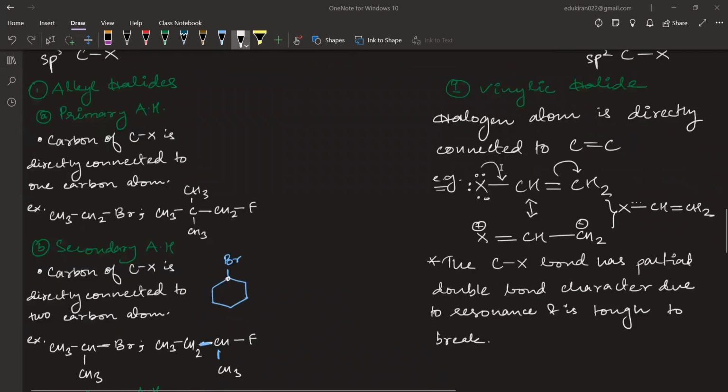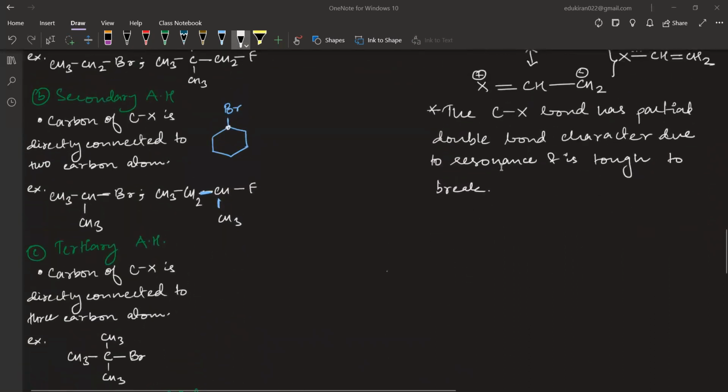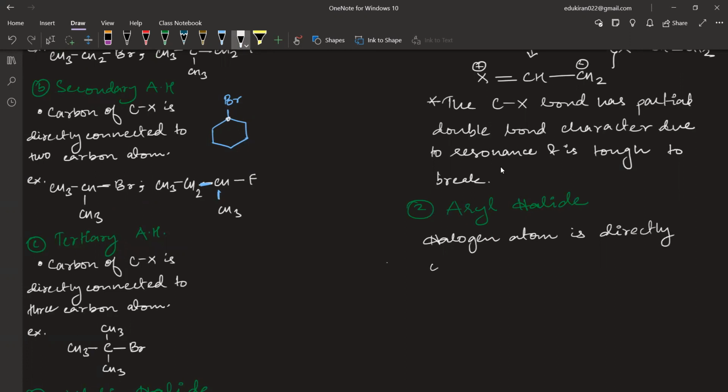Okay. So I think everyone is done with vinylic. Let us write the next one. The second in this is simple, that is aryl halide. In this, the halogen atom is directly connected to the benzene ring.